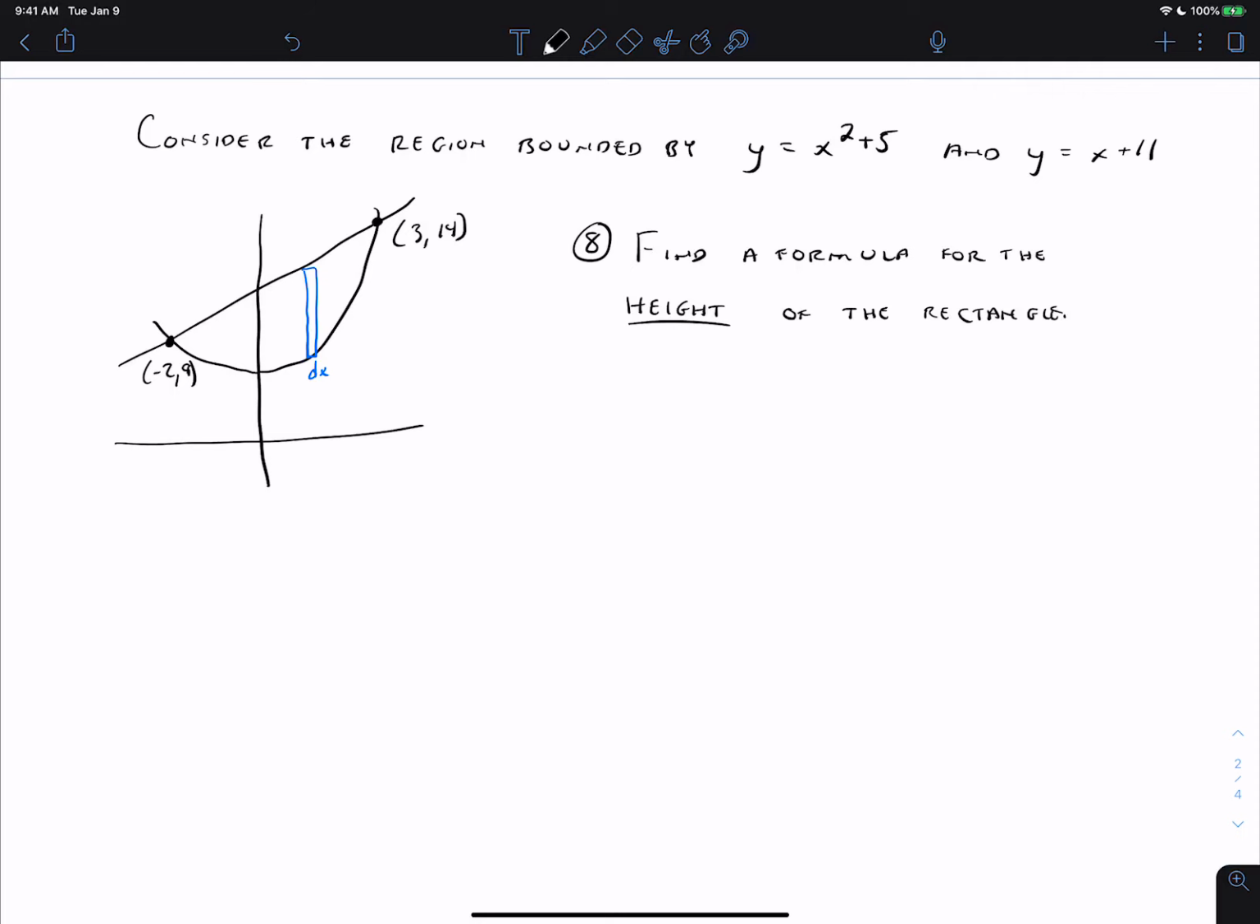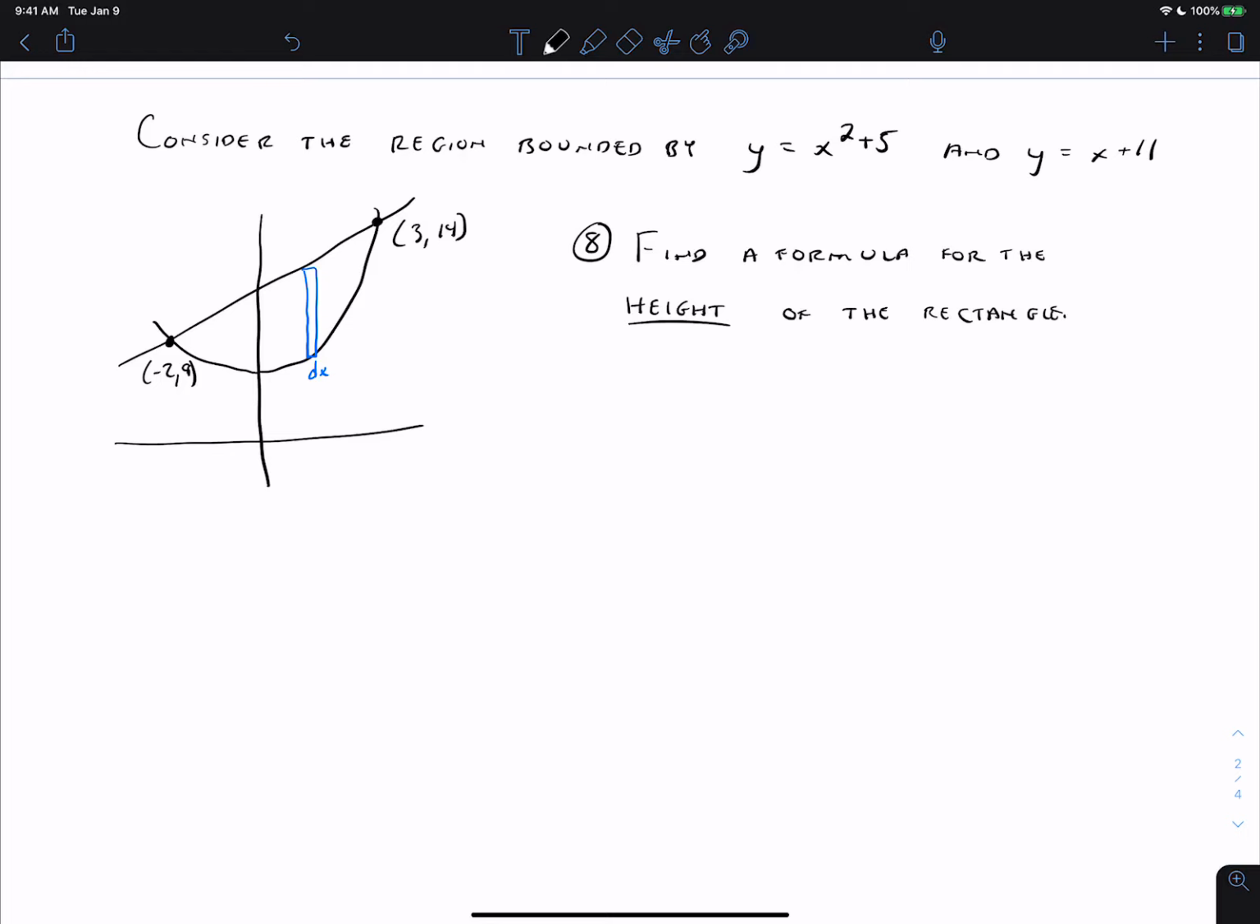Okay, let's look at two more things related to this same region. I've just redrawn it so it's a little bit cleaner picture. So the 8th problem I want to talk about is let's find a formula for the height of the rectangle. So this is without regard to a line outside of the region. It's just looking at the height of the rectangle.